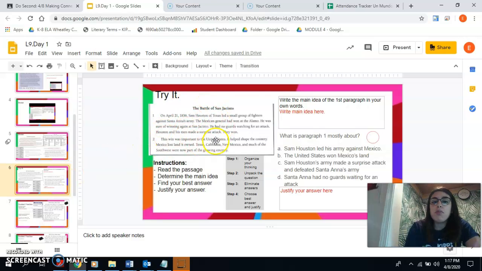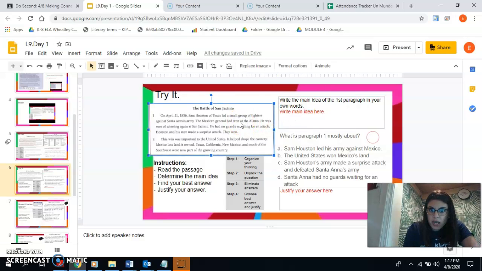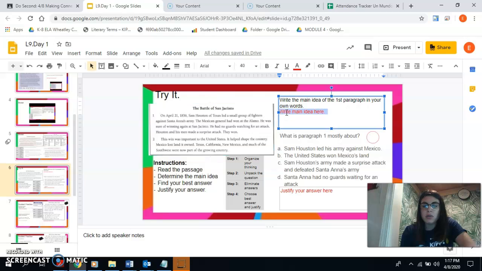I've read this to you already. If you need to hear me read it to you again, go back to the video so you can hear me read it. Your instructions are read the passage and determine the main idea. So it says write the main idea of the first paragraph in your own words. You're going to go back to the first paragraph, read it, and then you're going to write it in your own words right here. So I will even put the stem for you here. The main idea of paragraph 1 is, and then your job is to answer the question.